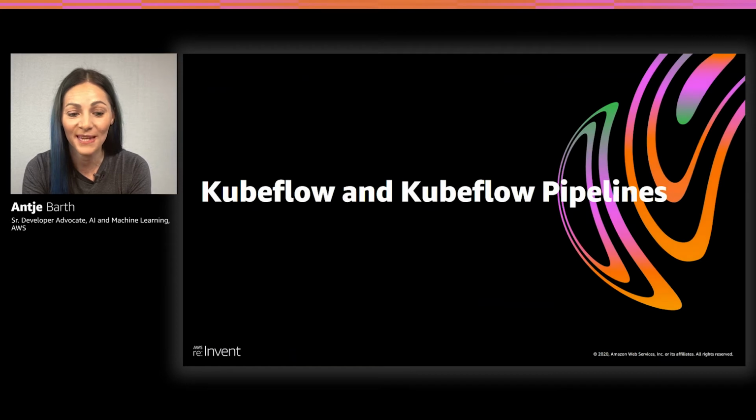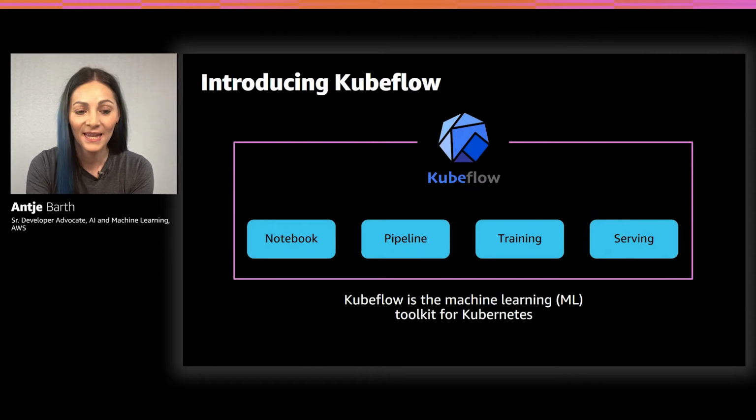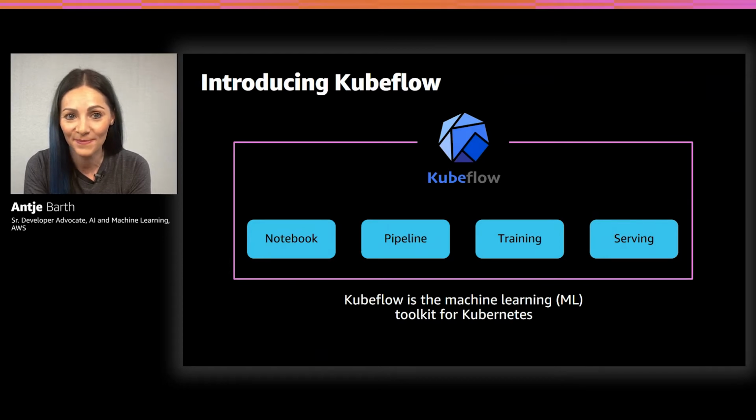All right, so let's jump into Kubeflow and Kubeflow Pipelines. Kubeflow is an open source project, and you can think of it as the machine learning toolkit for Kubernetes. It actually consists of many different projects, one of which is Jupyter Notebooks. It also comes with a project that helps you to build end-to-end machine learning pipelines, which we will see here in just a second. It also supports model training and model serving, and there are many other projects that are part of Kubeflow.